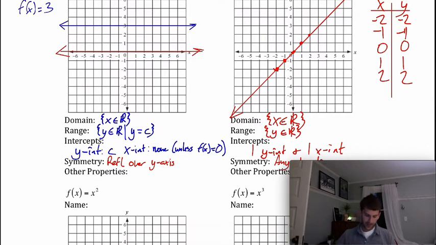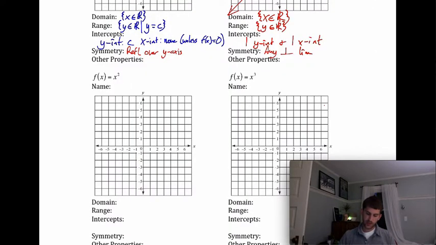Okay. Next up, f of x equals x squared. That's a good old quadratic.